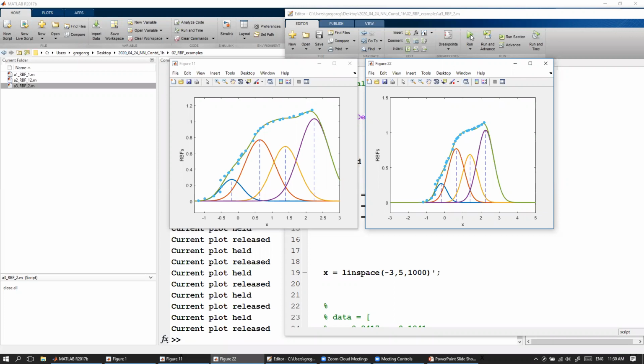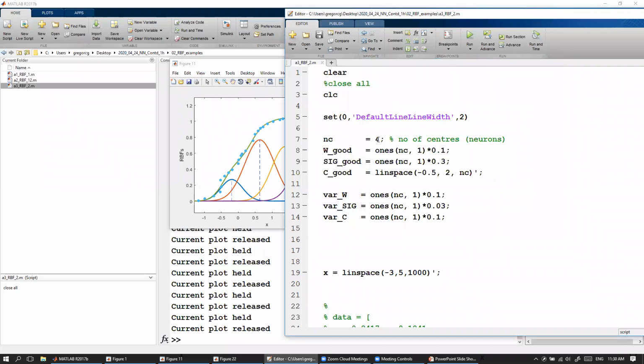Now, what happens if I increase the number of neurons even more, for example to 6? What do you expect? Come on, what do you expect now? Anyone? Better approximation.